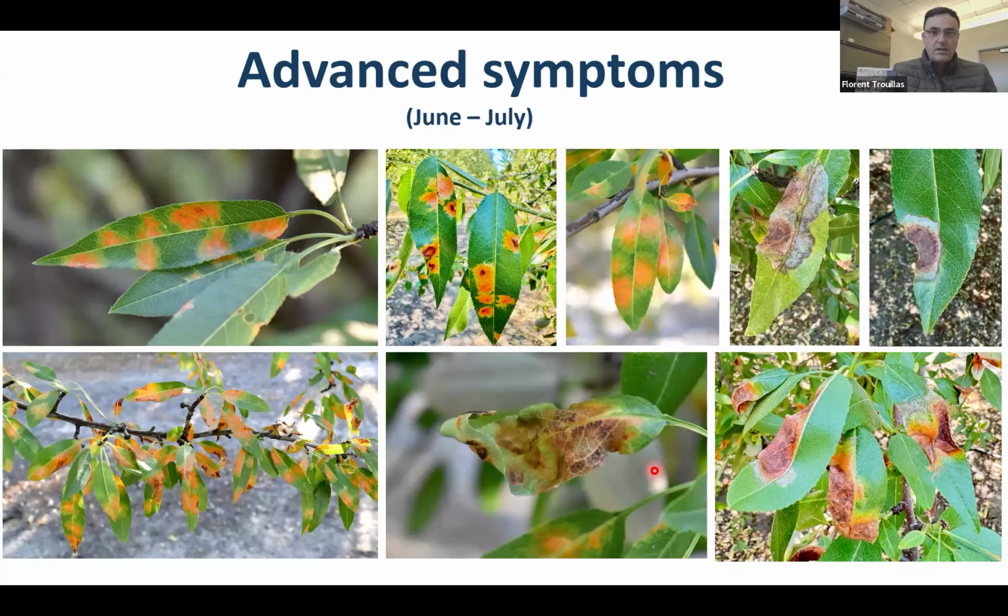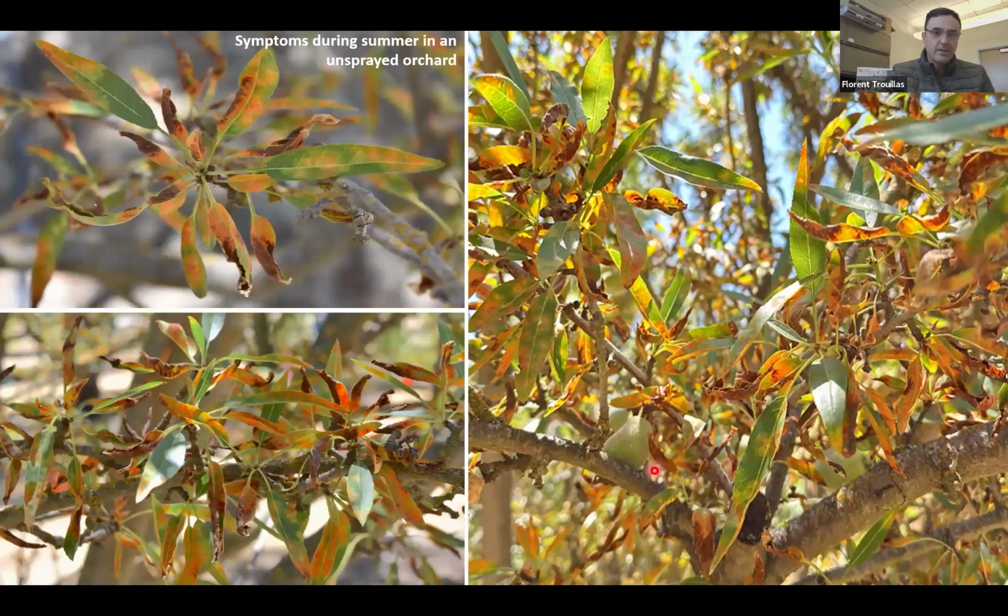So this is for the midsummer symptoms on leaves. Remember those bright orange color lesions. Once you've seen it, you know red leaf blotch is a very easy disease to diagnose in the field. And why red leaf blotch is a concern to our almond industry is that the pathogen is really aggressive to our almond cultivar, right?